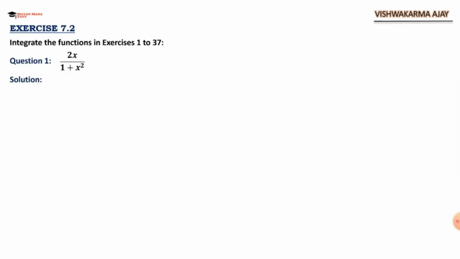Okay, exercise 7.2, integrate the functions in exercises 1 to 37. The question is 2x divided by 1 plus x square. The second exercise of chapter number 7 is totally based on the idea of substitution. We are going to substitute values to make our question look simpler.